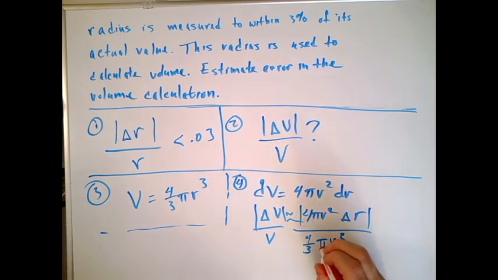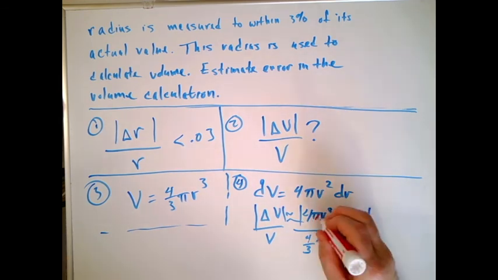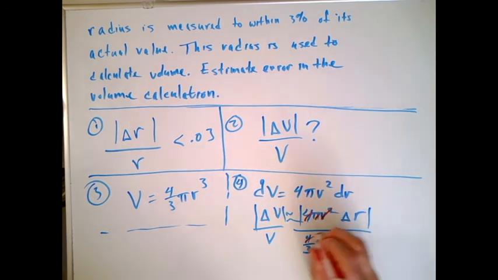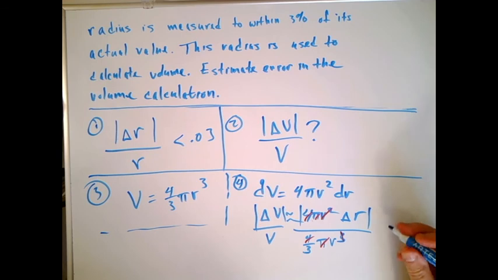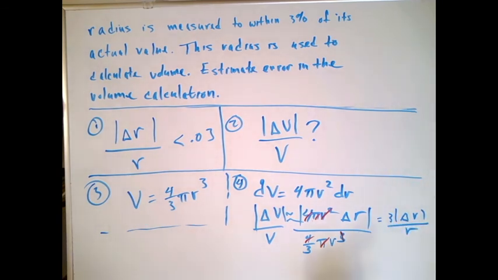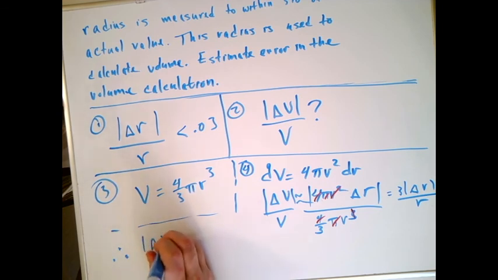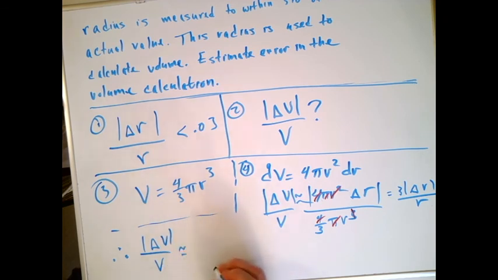So for example, the pi is gone. Yay. Almost all the r's are gone. I have r squared there, and that's gone. The delta r is still there. The 4 is gone. The 3 flips up. So what we're going to get is 3 times delta r over r, like that. So I'm going to write down a conclusion over here that the size of the relative error in measuring the volume is approximately equal to 3 times absolute value delta r over r.